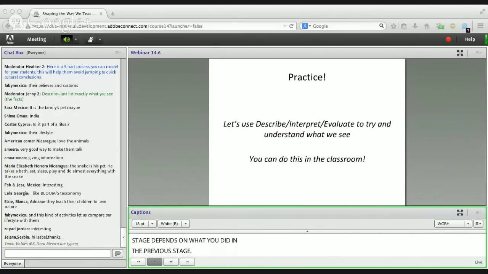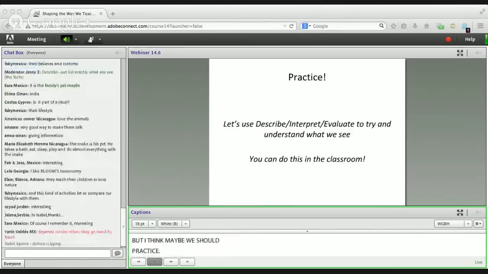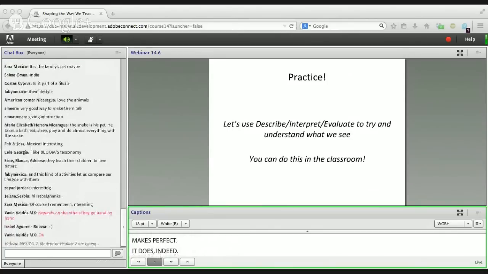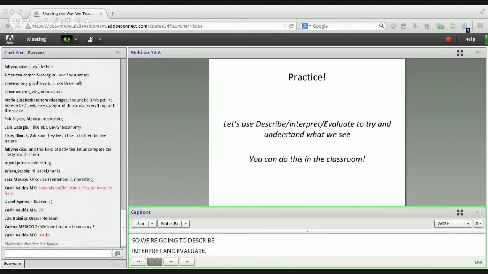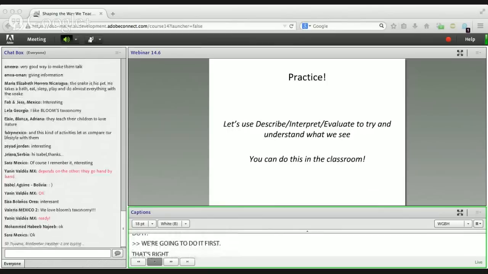We should practice. Practice is good. Practice absolutely makes perfect. So we're going to do describe, interpret, evaluate. You, our webinar friends, are going to do it, but we're going to do it first. That's right. We're going to show them a picture, and you and I are going to demonstrate it. Then they're going to do it. Are we ready?